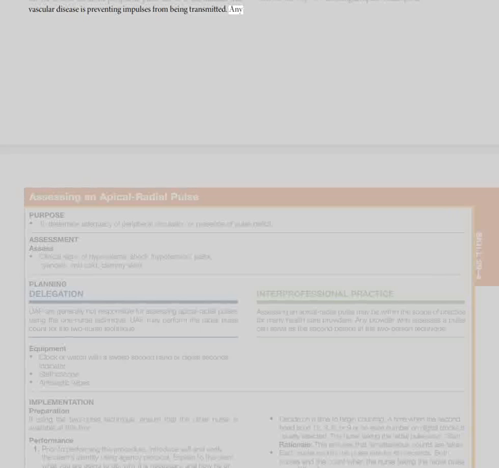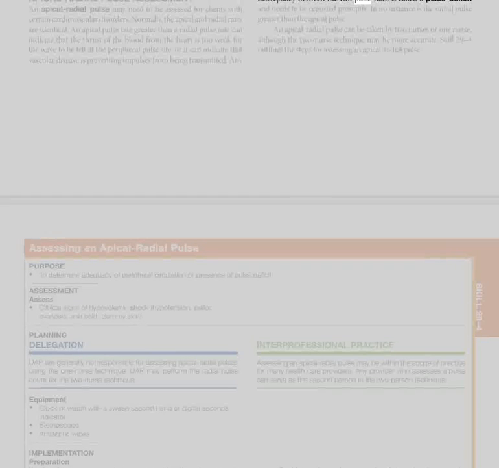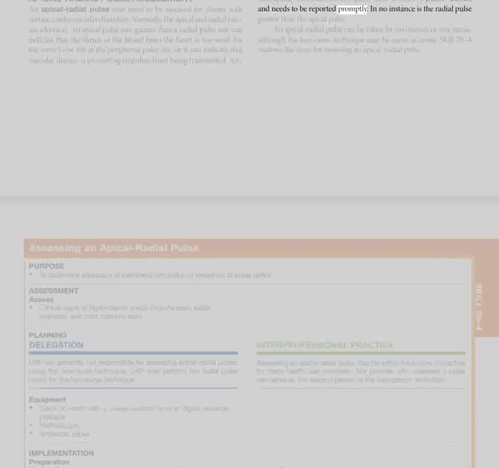Any discrepancy between the two pulse rates is called a pulse deficit and needs to be reported promptly. In no instance is the radial pulse greater than the apical pulse. An apical radial pulse can be taken by two nurses or one nurse, although the two-nurse technique may be more accurate. Skill 29-4 outlines the steps for assessing an apical radial pulse.